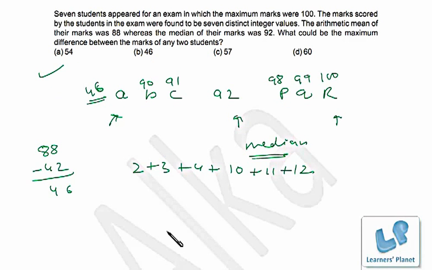I would like to tell you one thing over here. I have calculated the deviation from the mean, this 2, 3, 4, 10, 11 and 12. These are deviations from the mean value, right? You don't have to calculate the entire sum of all these numbers because that will be a time-taking process. We just calculate the deviation from the mean, and that entire deviation should be deducted from the mean to give the minimum value of A, right?